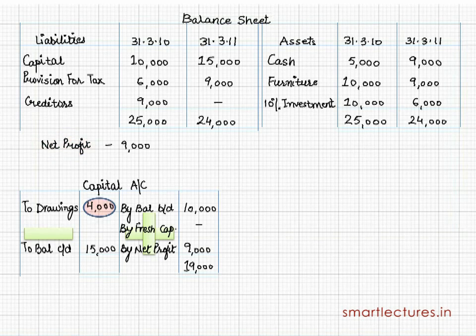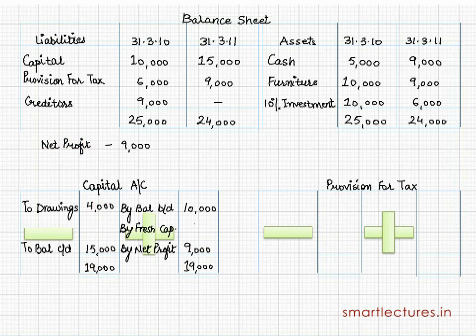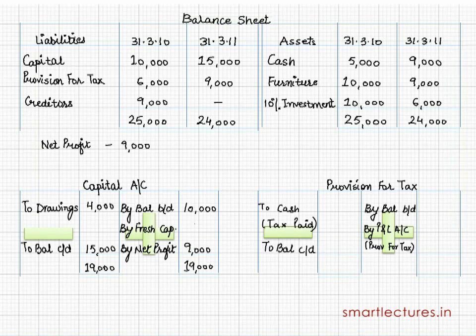Now, provision for tax account. I have already explained to you how to make it. By balance b/d, to balance c/d. By profit and loss account, in the bracket, you will write down provision for tax made. To cash, and in the bracket, tax paid. So, okay, by balance b/d, 6,000. I have taken this figure from the balance sheet. And to balance c/d, 9,000.